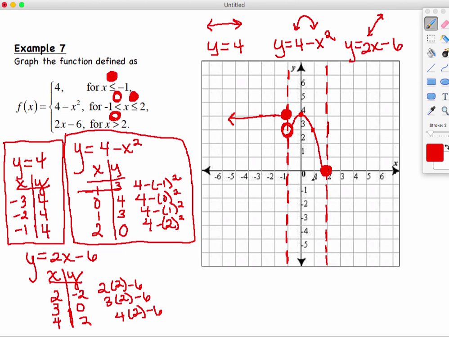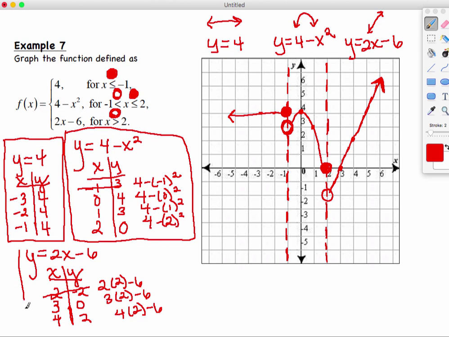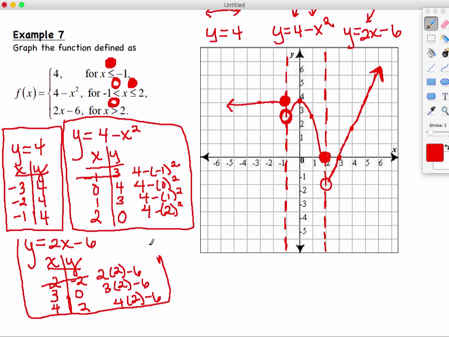And let's go ahead and graph that. We are over 2, down 2, open circle. That's my cheaty point that I'm really not supposed to be using. And then we are over 3, up 0, and then over 4, up 2. And I'm just going to connect and draw an arrow on the end of that. Okay, so that is my piecewise graph using an XY table.